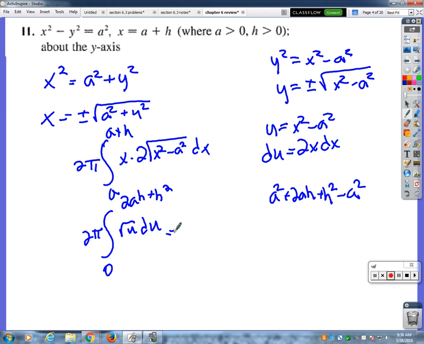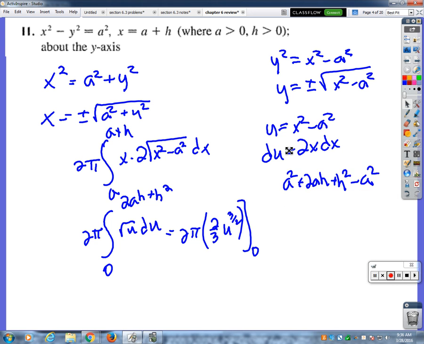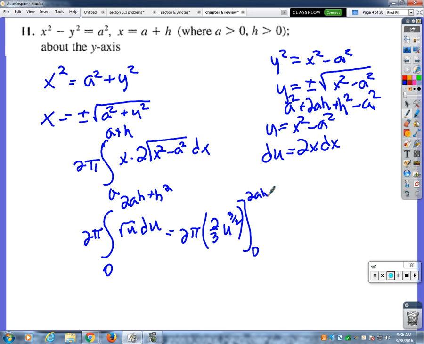Okay, so now what's the antiderivative of the square root of u? Awesome. So it's going to be 2 pi times 2/3 times u to the 3/2, and that's going to go from 0 to 2ah plus h squared. Okay, and so that gives us a final answer of 4/3 pi times (2ah plus h squared) to the 3/2.